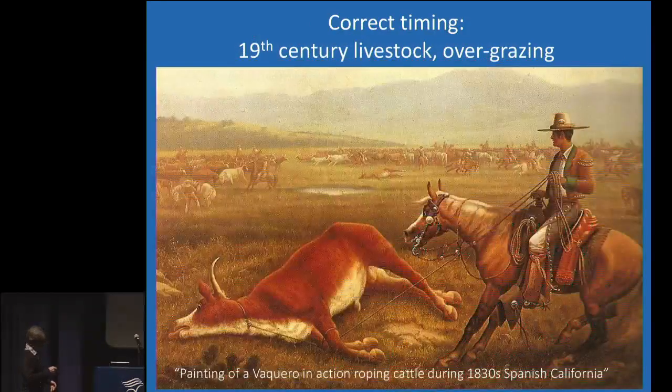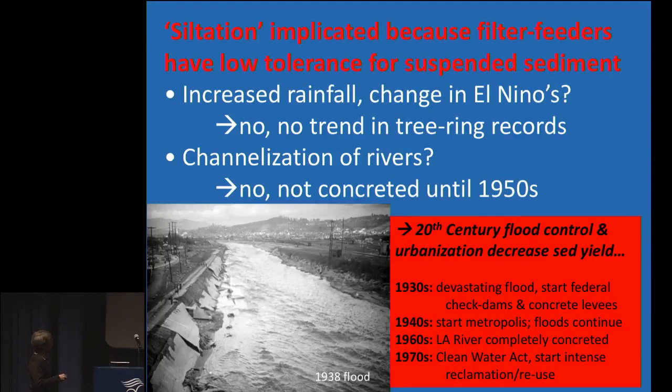And so we thought of ways to increase the amount of mud out there, but there is no evidence from tree ring and other climate indicators of any increase in rainfall or change in the El Niños that would have changed the runoff of solid sediment from land. I also thought, well, maybe channelization of the LA and San Gabriel rivers, right?